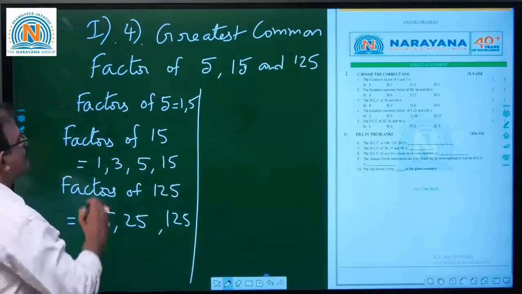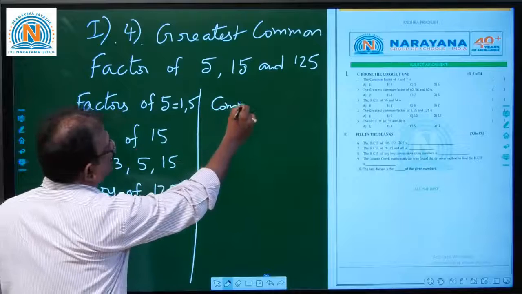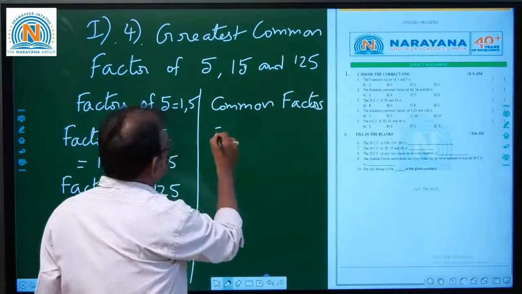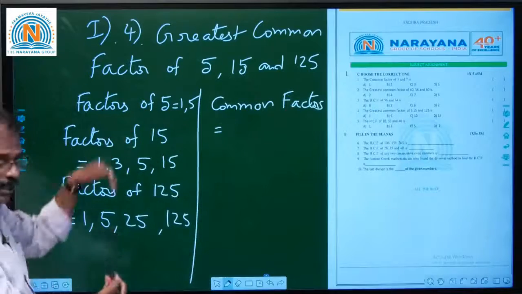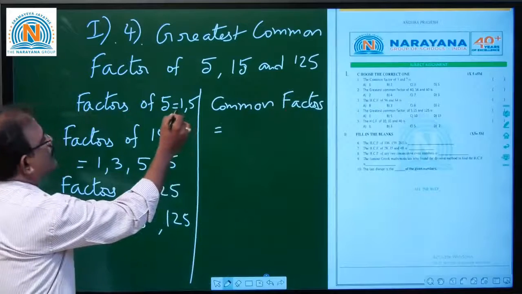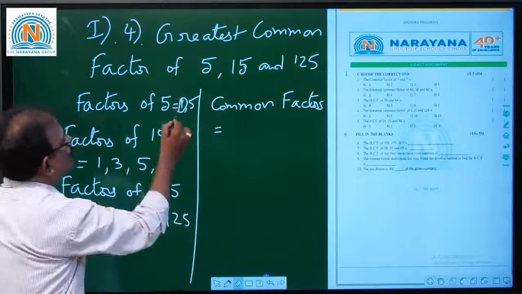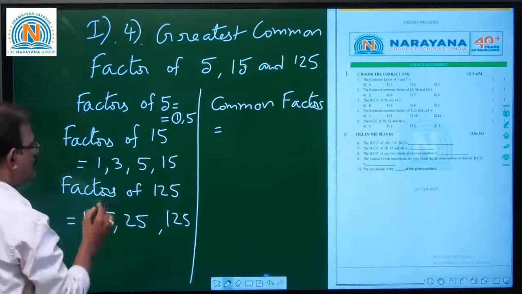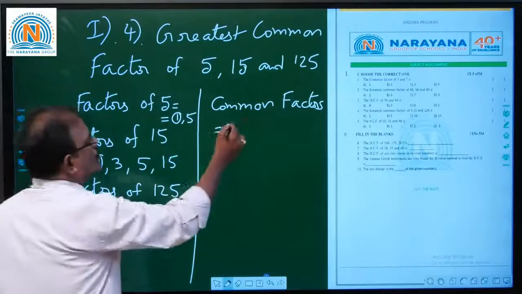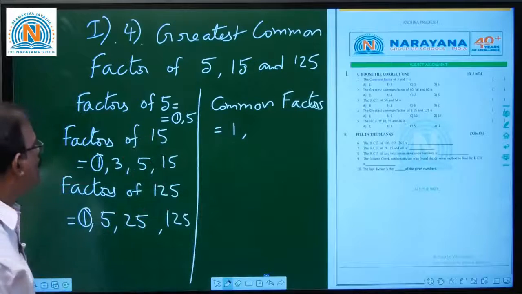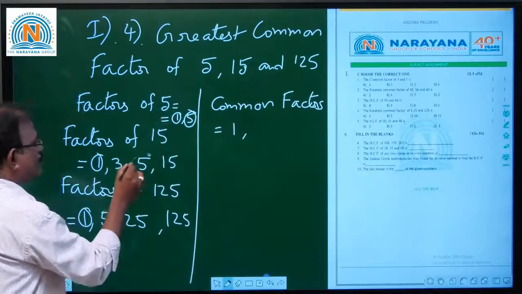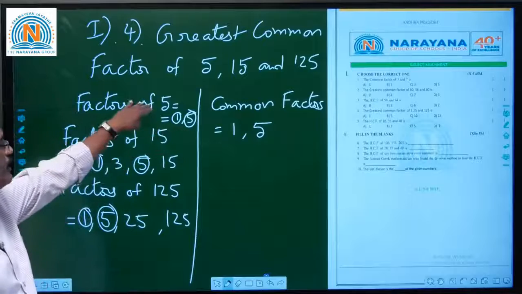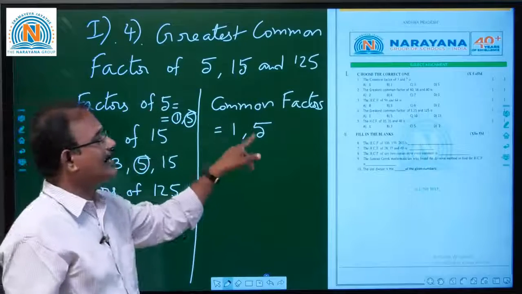Now here let us observe the common factors. So what are the common factors, children? Here let us circle it. Here 1, because of course 1 is the common factor for any number, and then 5 also. There is no third factor for the first, we need not check. So 1 and 5 are the common factors.